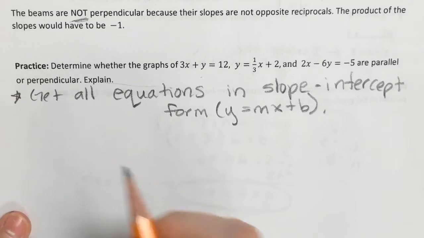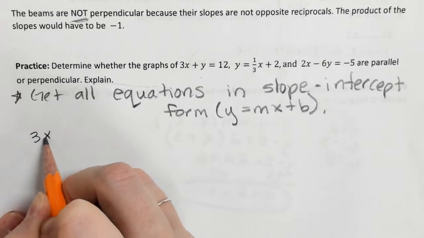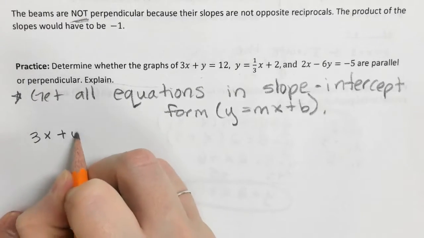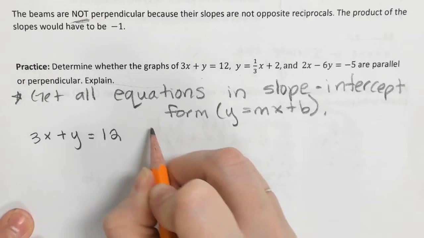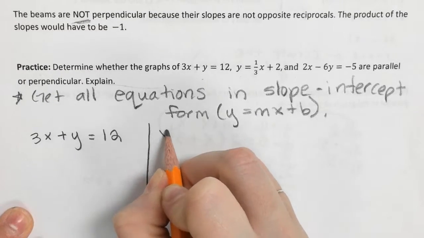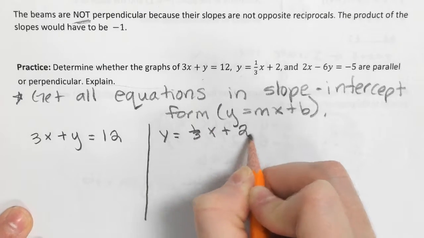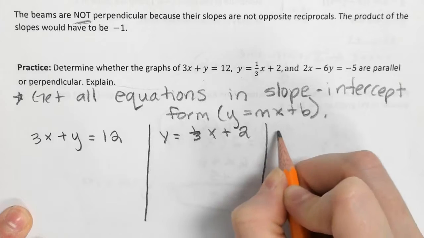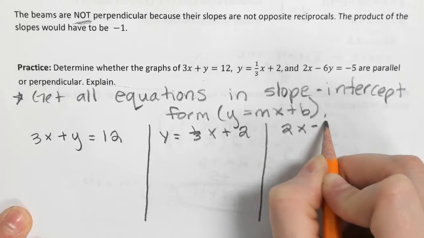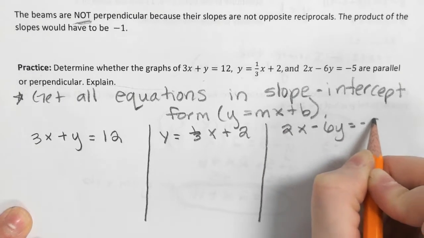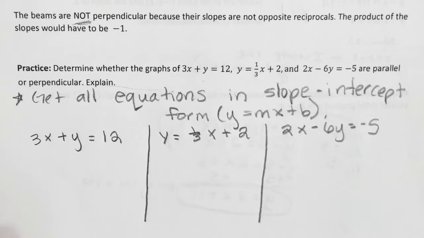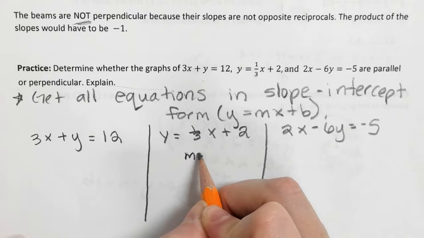Okay, so my equations are 3x plus y is equal to 12, y equals 1/3 x plus 2, and 2x minus 6y equals -5. Which one of these equations is already in slope-intercept form? The middle one. Okay, so we know that this one is good to go.